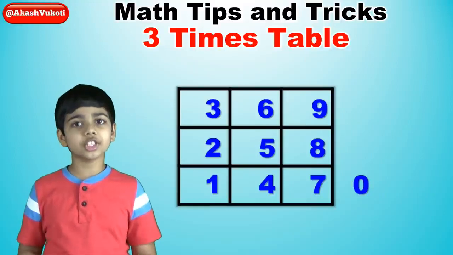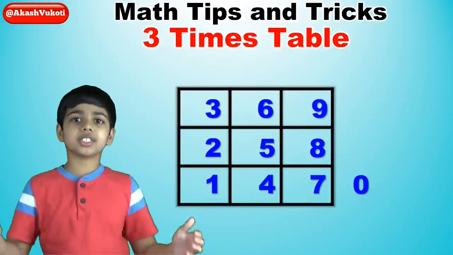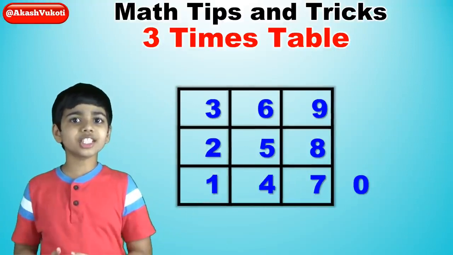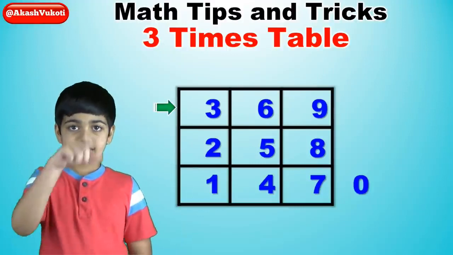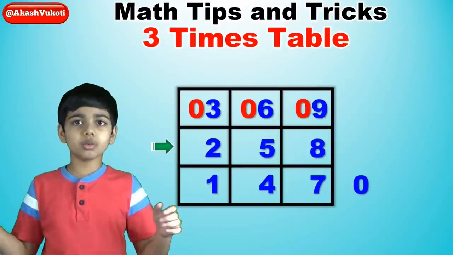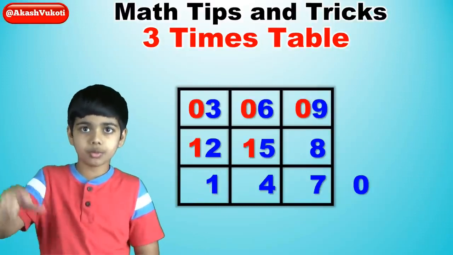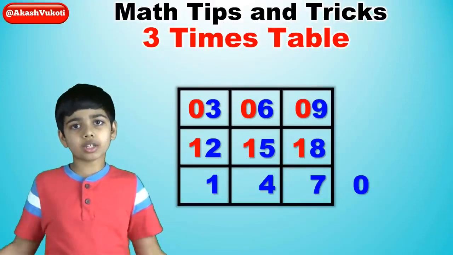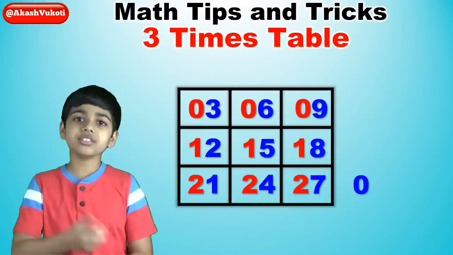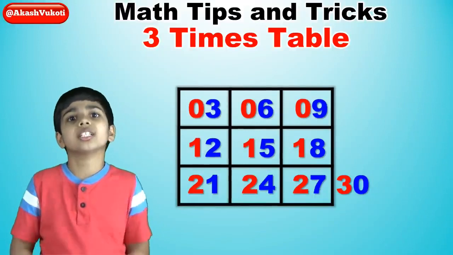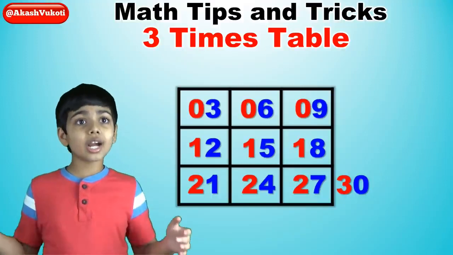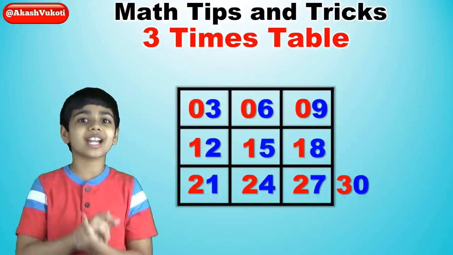Now, for the tens digits, we're gonna split this up into 3 sections: top row, middle row, bottom row. For the tens digits in the top row, we write 0. So 0, 0, 0. For the tens digits in the middle row, we write 1. So 1, 1, 1. And then for the bottom row, tens digits, we're gonna write 2. 2, 2, 2. And then we write a 3 next to the 0 to get 30, which you may know is 3 times 10. And now you have the 3 times table.